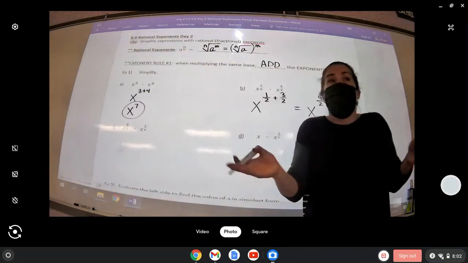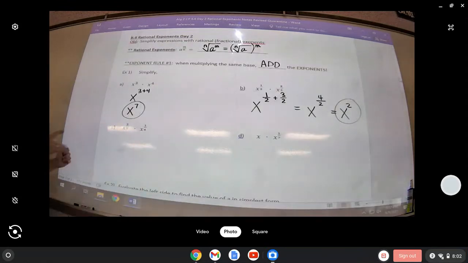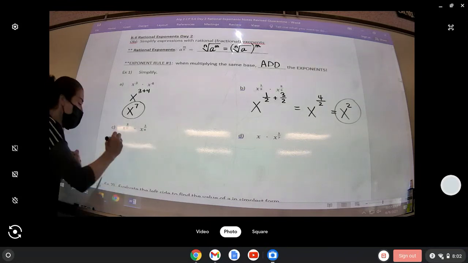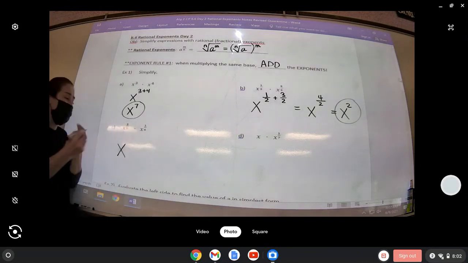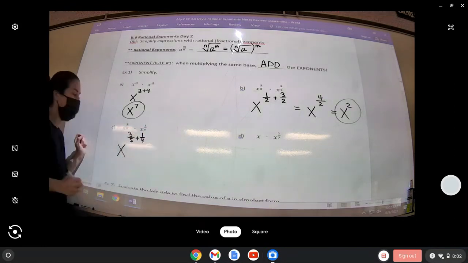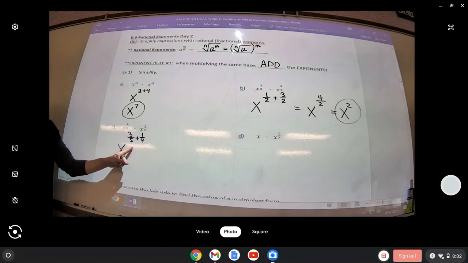It's just you have to work with fractions, and I know a lot of you don't like fractions. All right, let's look at the next one. Let's say you had x to the 3/5 power times x to the 1/4. Well, that would become x to the, add your exponents, 3/5 plus 1/4. So the answer to this is going to be whatever we get when we add our fractions together.